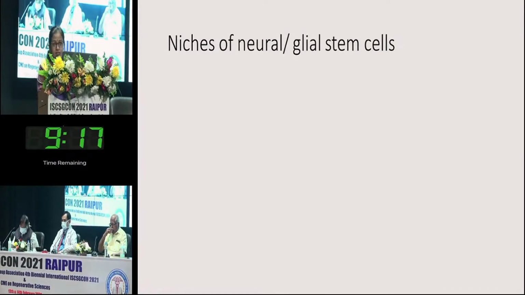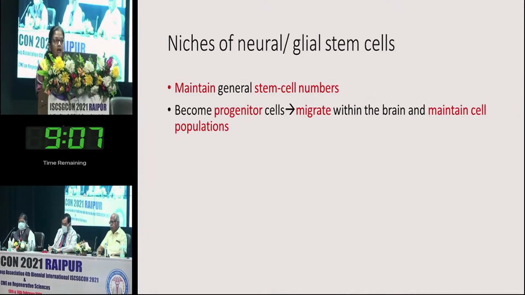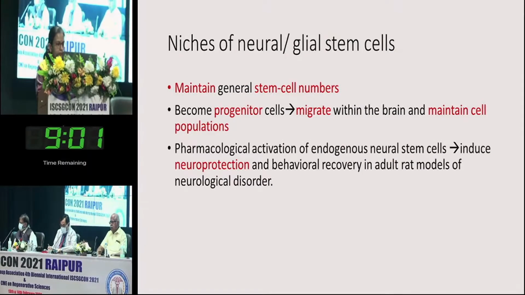So there are niches or special areas in the brain which have the neural or glial stem cells. The function of the glial or neural stem cells is to maintain the general stem cell numbers, become progenitor cells which migrate to different areas in the brain and maintain cell populations there. And also they have a role in neuroprotection, which is very important after injuries.